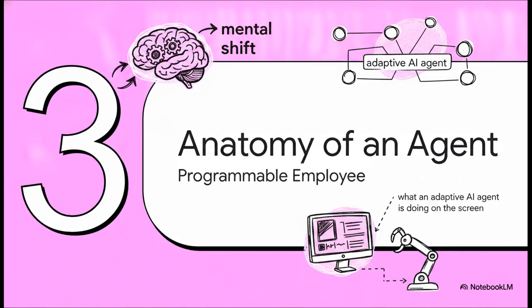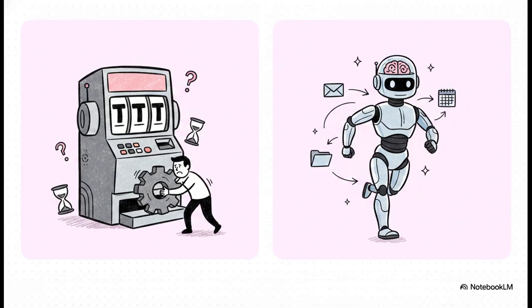All right, Section 3, Anatomy of a Real Agent, Building a Programmable Employee. You really have to highlight the stark contrast here between the old slot machine way of prompting and this new programmable workforce. Chatbots are essentially passive assistants. They just sit there waiting for your prompt, they start from absolute zero in every single conversation, and frankly, they leave all the manual execution work sitting right there on your plate.